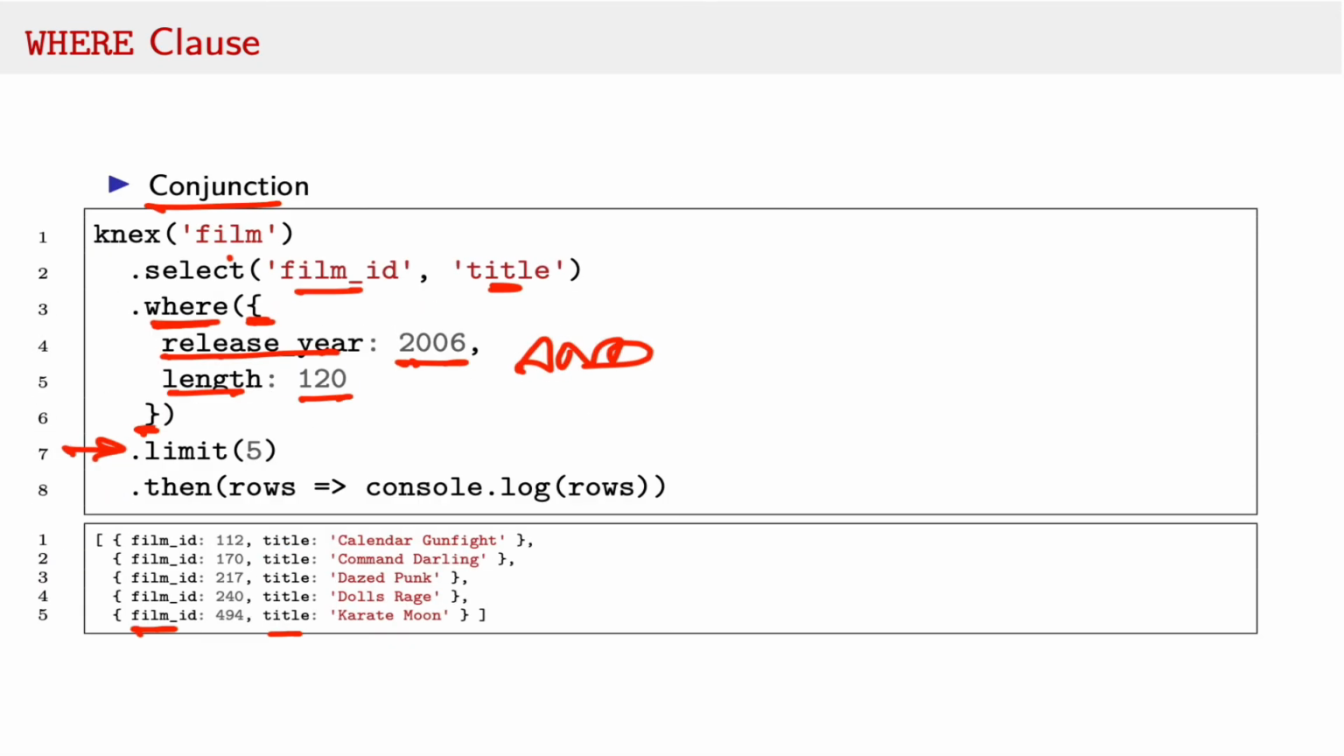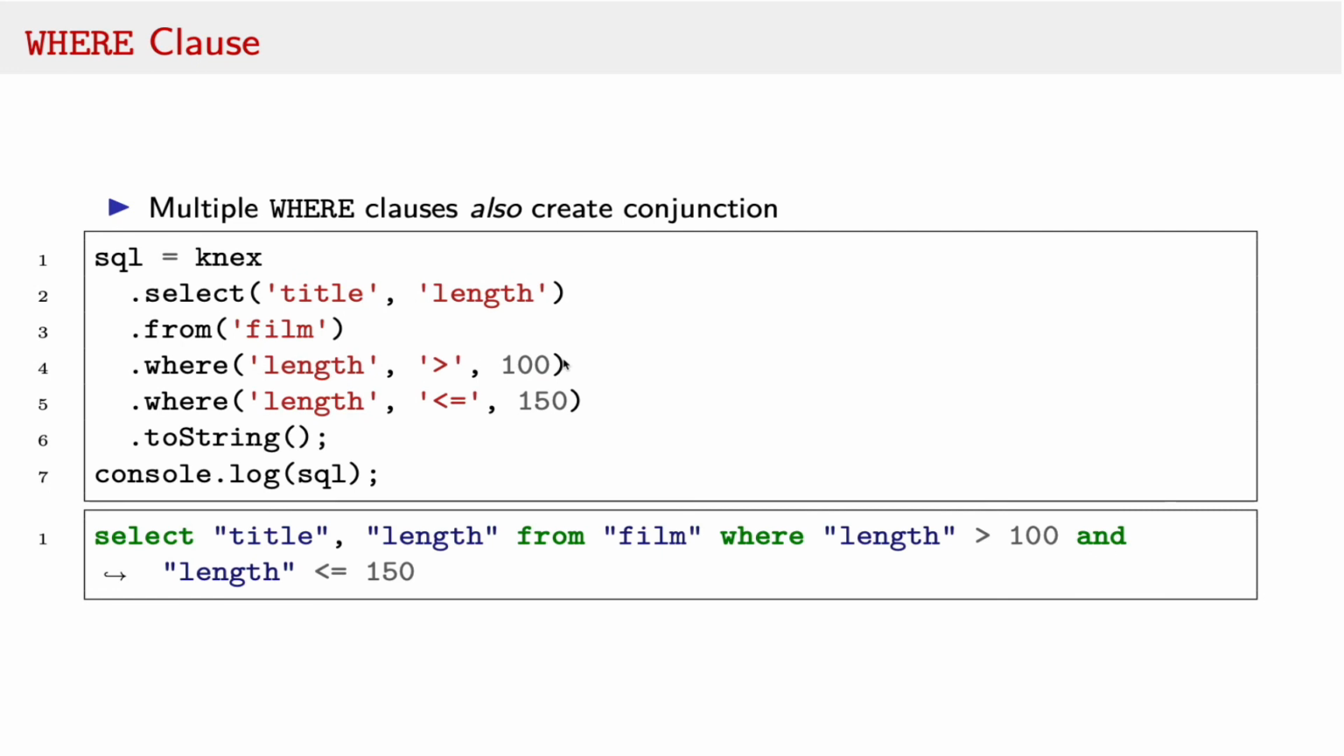Previously, back here, we saw that if we just wanted to do simple equality comparison and AND these things together, we just list them as an object, and the underlying Knex code converts that into an equality comparison with a conjunction. If we want to do something a little bit more flexible, we can actually invoke that where clause multiple times.